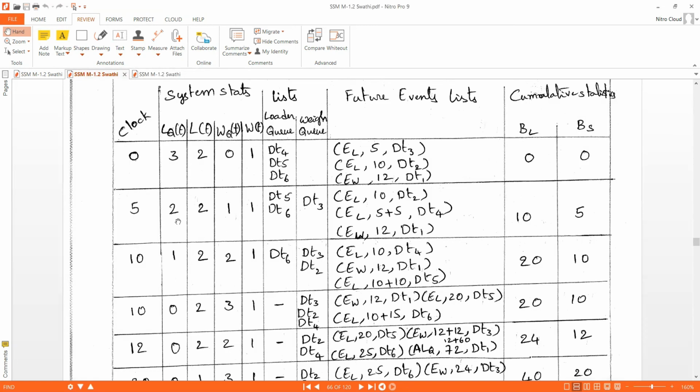We will update that in the table: LQ of t equals 2, L of t equals 2, WQ of t equals 1, W of t equals 1. And in the loader queue, we have two trucks, that is DT5 and DT6. In the weighing queue we have only one truck, that is DT3. Next we need to find the future events.